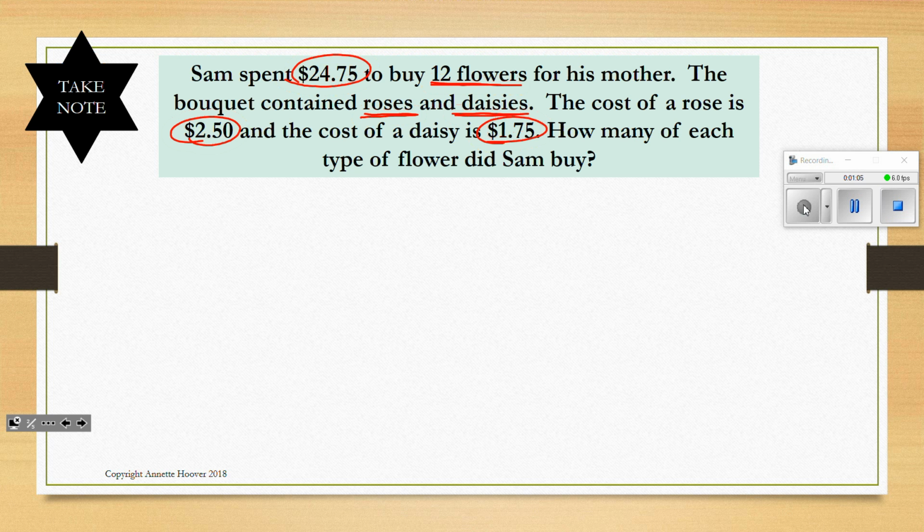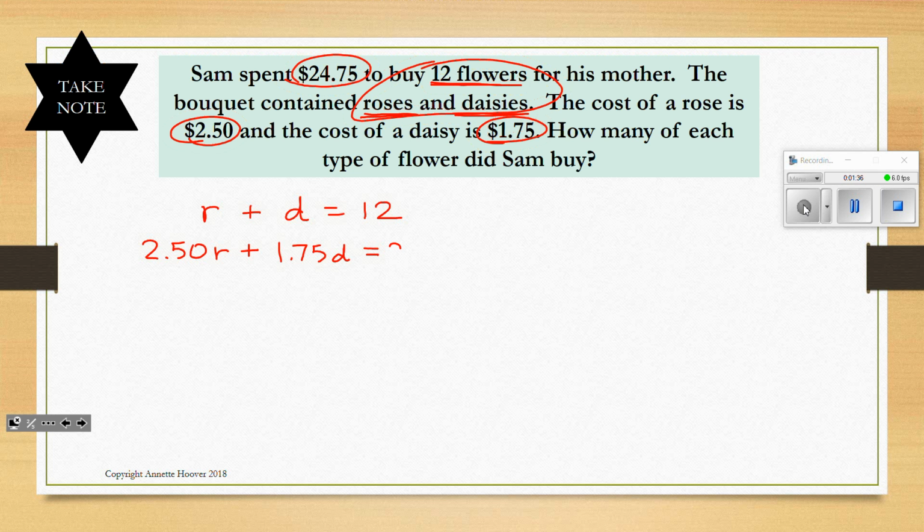The first equation, just based on the number of flowers, is pretty simple, because if you bought 12 flowers altogether and some were roses and some were daisies, it's just going to be the number of roses plus the number of daisies is equal to 12. That's our first equation. Our second equation is going to be based on the cost. We know that altogether he spent $24.75, but that there was $2.50 for each rose and $1.75 for each daisy. So if you add those together, it's going to equal a total of $24.75.